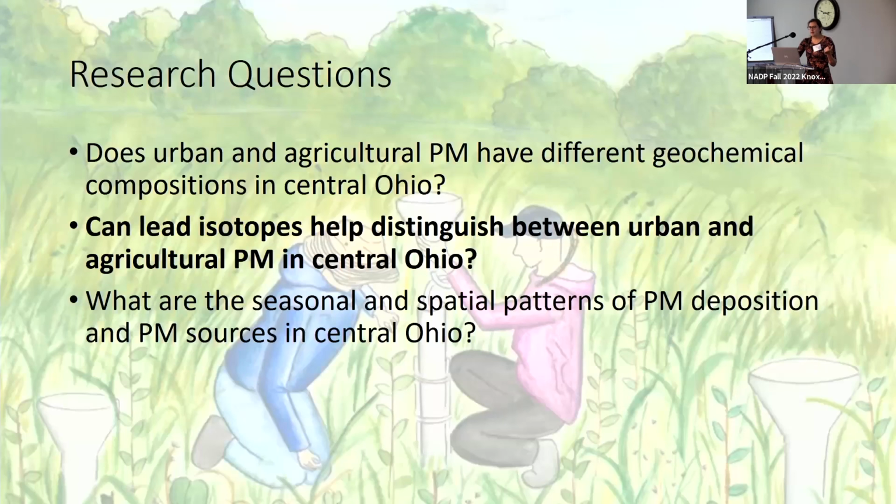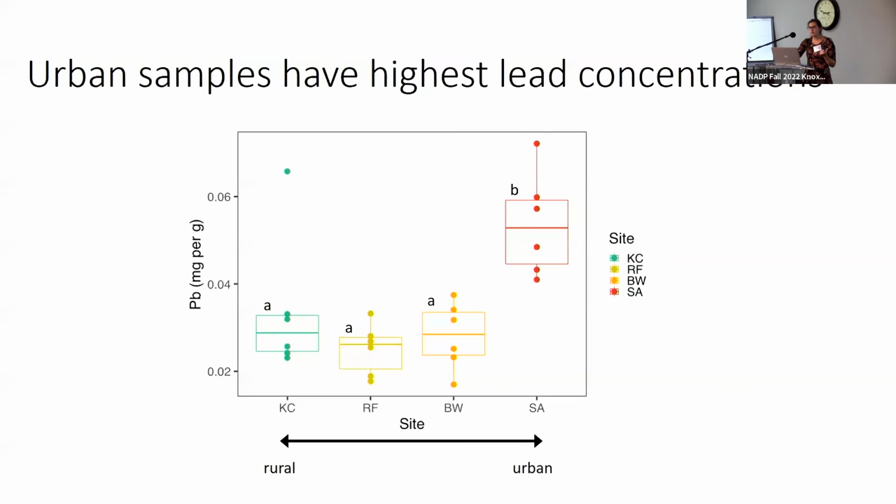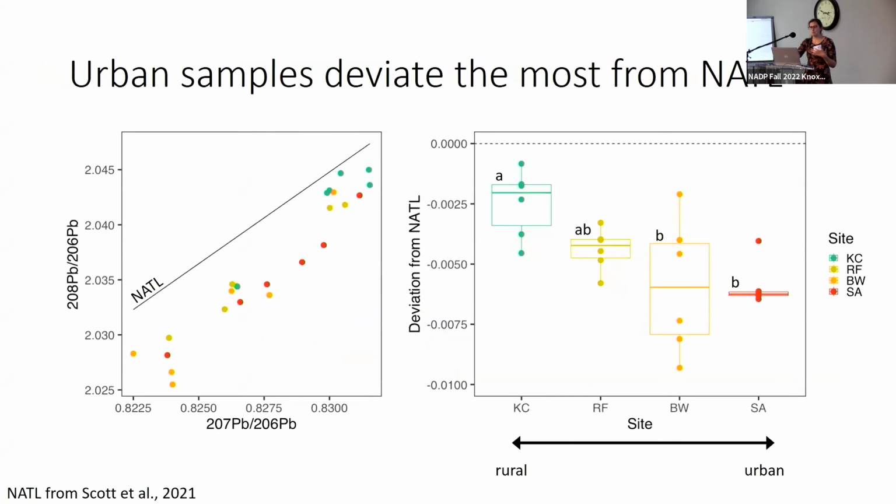So now to turn to the lead isotopes. First off, just to start with the concentrations, the urban samples have the highest lead concentrations, and then we do see another drop off, more of a threshold response. In terms of the comparison to this North American atmospheric trend line, the urban site has the greatest deviation from that trend line, where the rural samples are closer to the trend line that has been established. The urban samples also are very, very closely clustered, it looks like maybe the lead is all from very similar sources coming to that urban site.